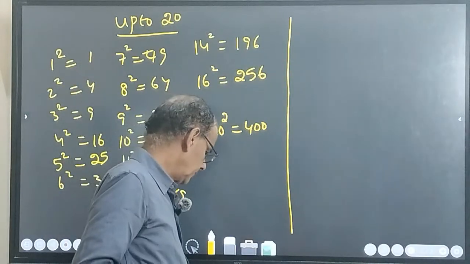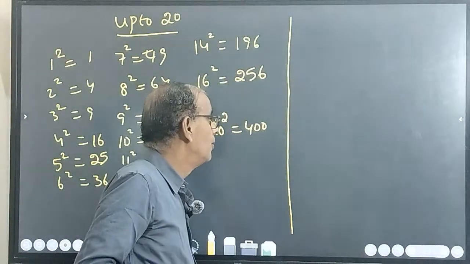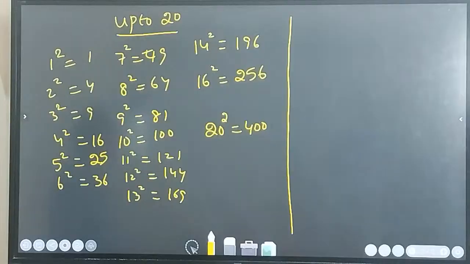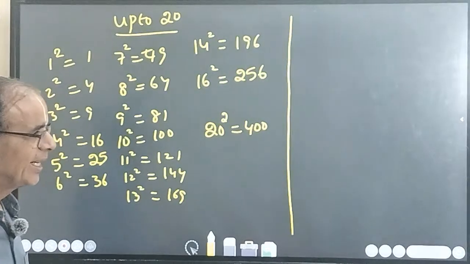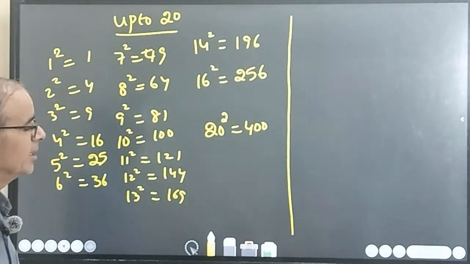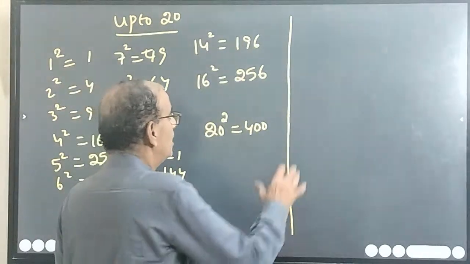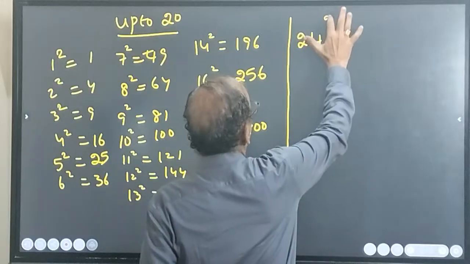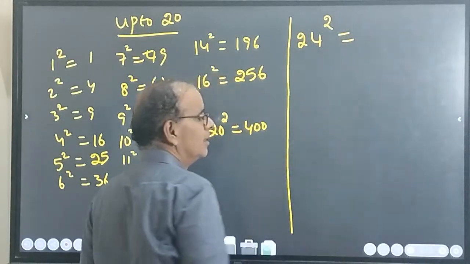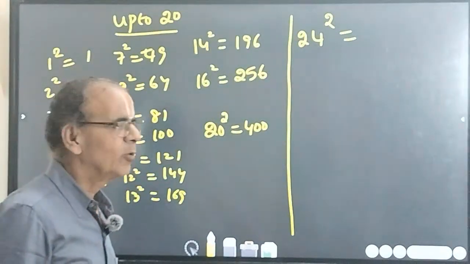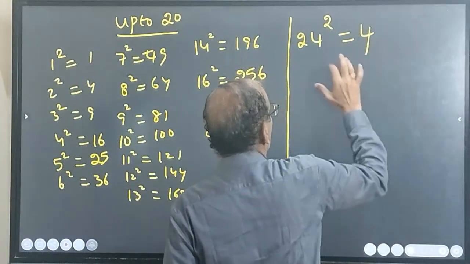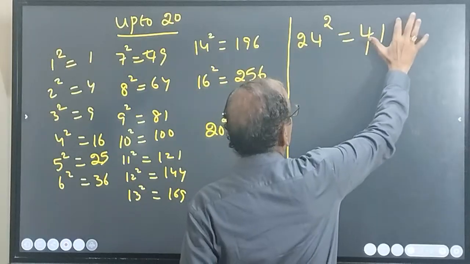So now I have to find squares up to 99. I'll tell the easiest method. Suppose I have to find out 24 square. 24 square, how I can find out? You take 2 square, how much? 4. 4 square, how much?